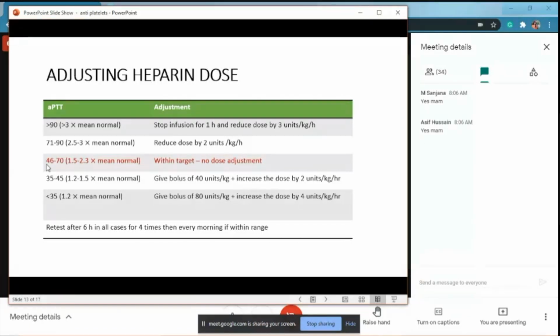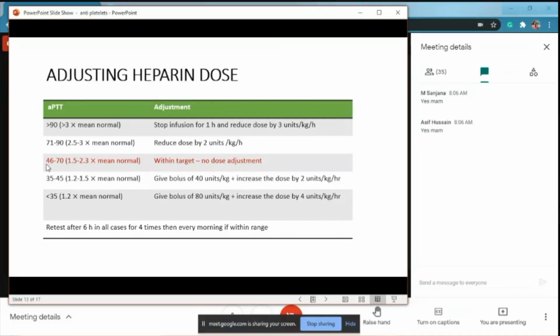Now let's see what if it's between. We said 46 to 70. You have to remember that number, 46 to 70. You have to know that by heart. 46 to 70 is the target, no dose adjustment. We said above 90, so we already know above 90, we have to stop infusion. That is the only place we have to stop infusion. In the rest of the situations, we don't stop infusion, if you could notice. So the only place where we have to stop infusion is above 90.